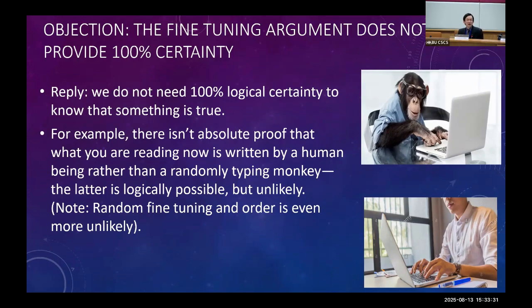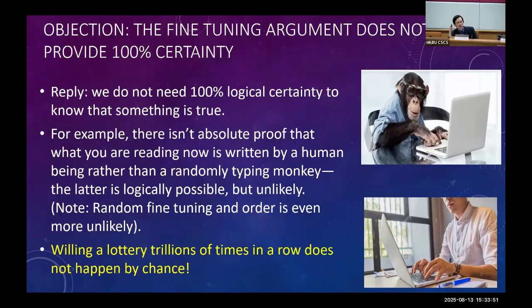And I've already shown just now that random fine-tuning and the high degree of order I mentioned is even more unlikely than these words being randomly typed by a monkey. I showed that entropy alone, even if all the atoms became ink, is not enough to write down something that is even more fine-tuned than these words on the slides. So it's ridiculous to think that the fine-tuning is just by chance. Winning a lottery trillions of times in a row does not happen by chance. So what I'm saying is that we do not need 100% logical certainty to know that something is true.